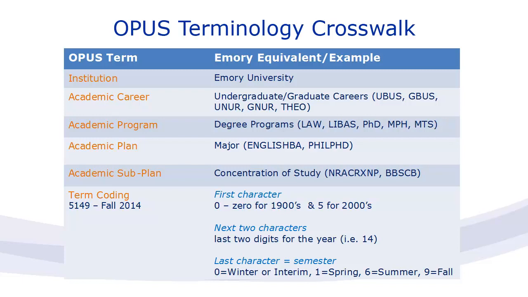If the first character of the term coding is 0, it stands for the 1900s. If it starts with a 5, it stands for the 2000s. The next two characters, for instance 1-4, stand for the last two digits of the year. And the fourth digit is either a 0 for winter or interim, a 1 for spring, a 6 for summer, or a 9 for fall.